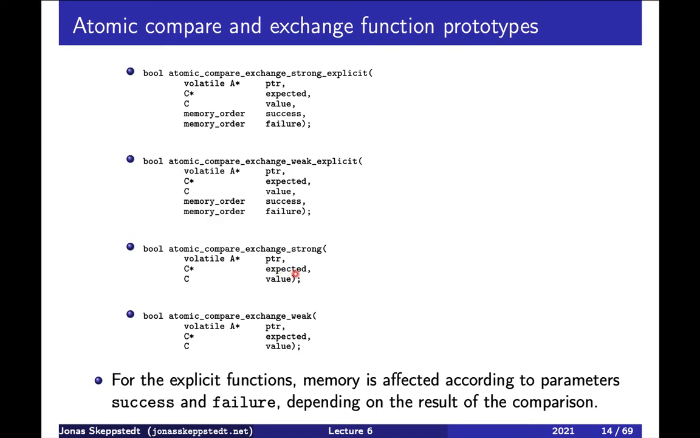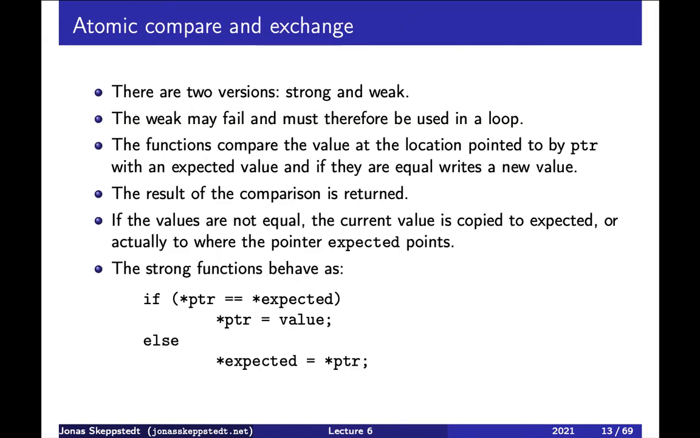And if the current value of the atomic variable is the same as expected, I mean if it has the expected value, then we copy value into the atomic variable. And if it's not the same, then we instead copy the current value of the atomic variable into what expected points to. Okay, so let's look.